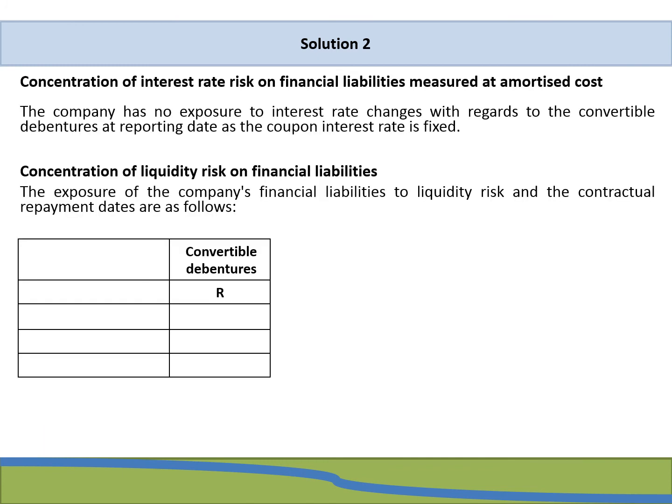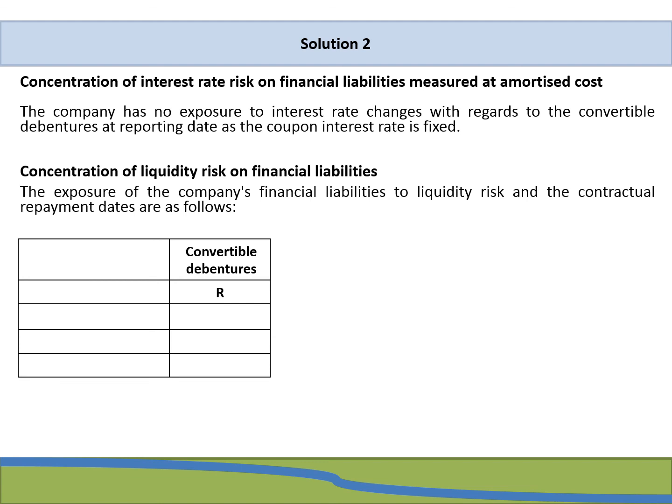Next, we have the concentration of interest rate risk for our financial liabilities measured at amortized cost. Here we need to inform the users how interest rate changes affect the company and what measures the company makes use of to minimize any of these risks. In this case, the company has no exposure to interest rate changes with regards to the convertible debenture at reporting date, as the coupon interest rate is fixed. Remember that payments are based on the coupon interest rate.